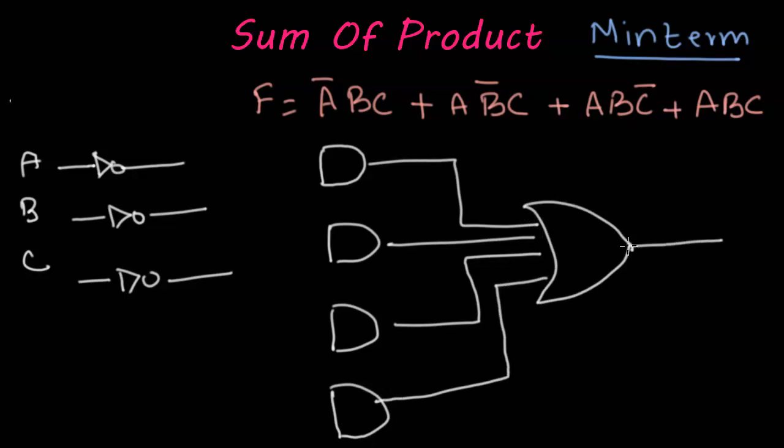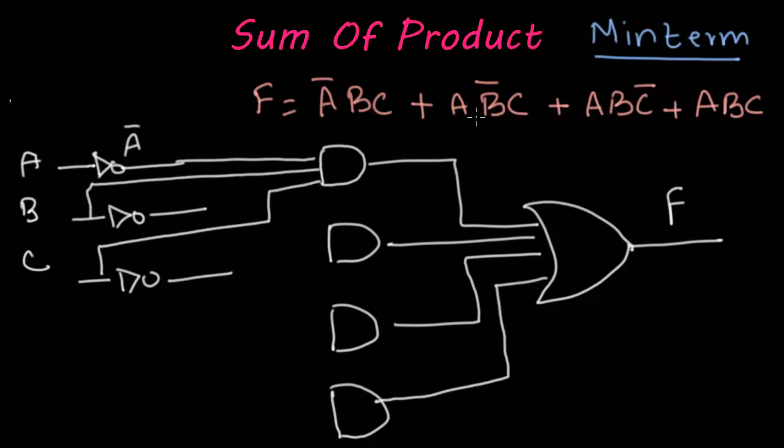The big OR gate representing the output F. So let's get started. The first AND gate, A bar, B, C. So here goes my A bar and B, C. The next is A, B bar, C. So we have the B bar term, the C term from here, and A, B, C bar.